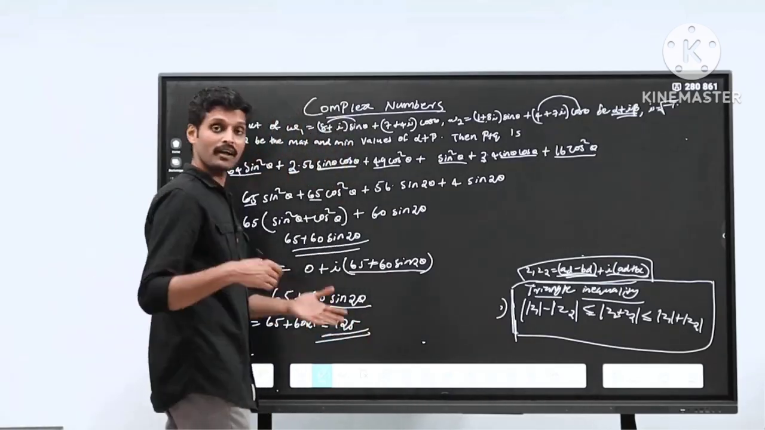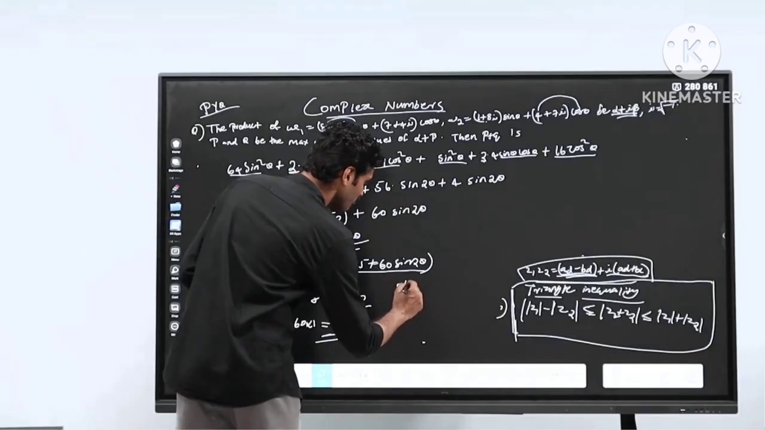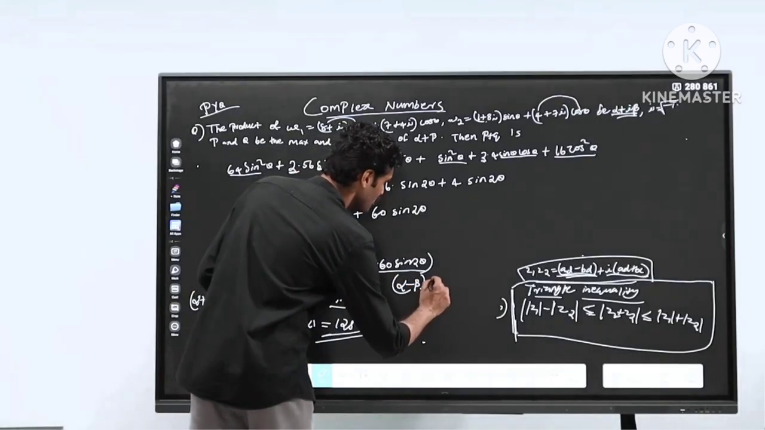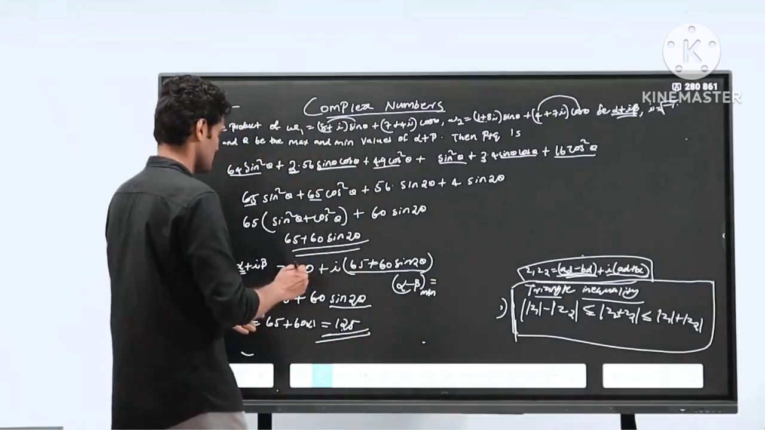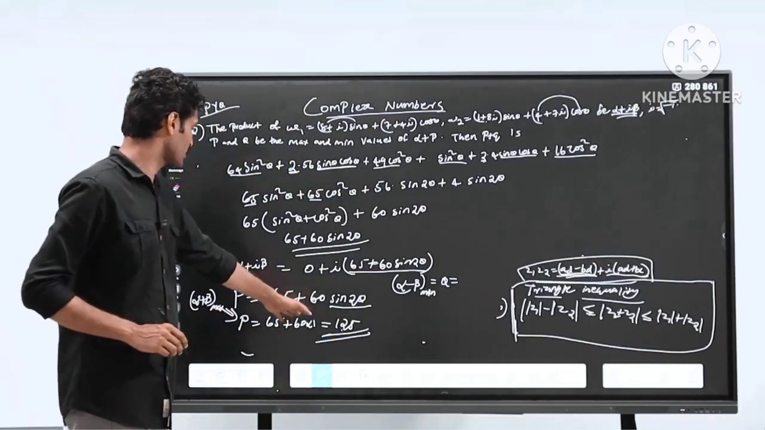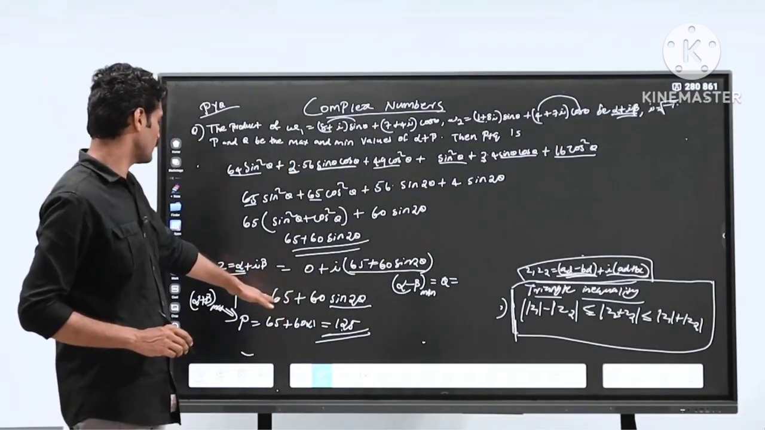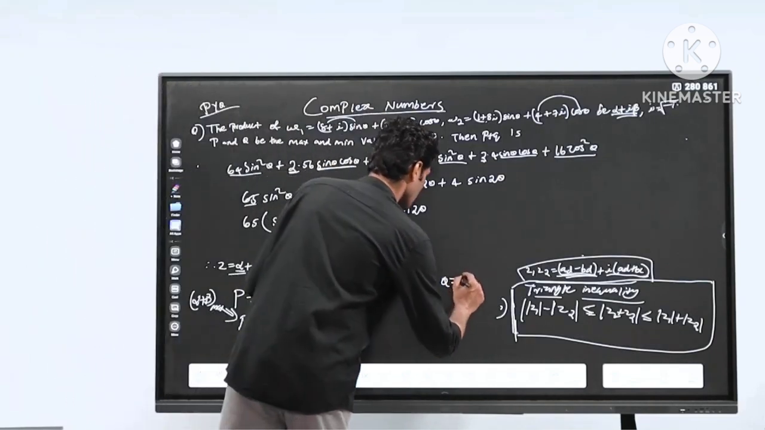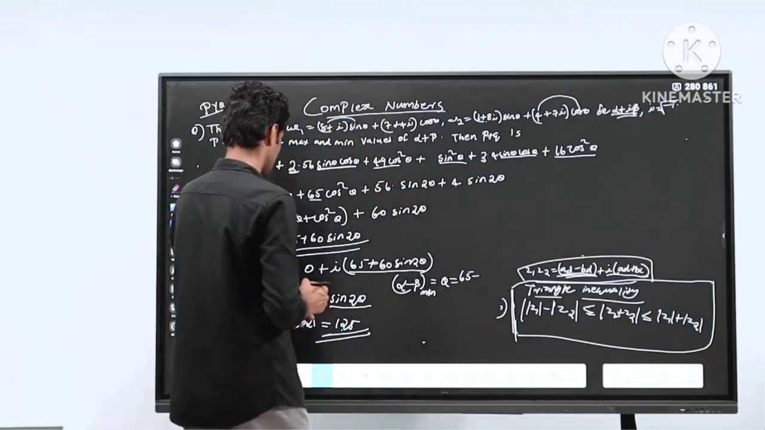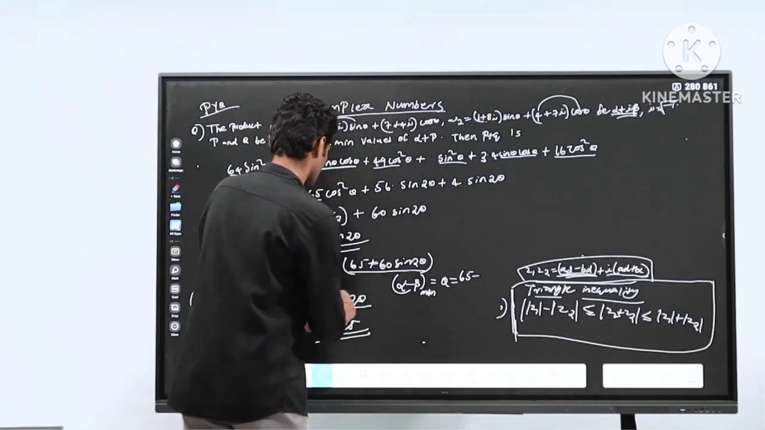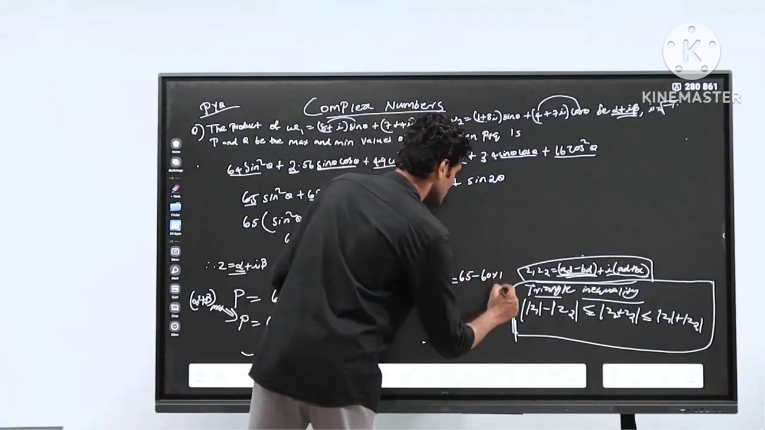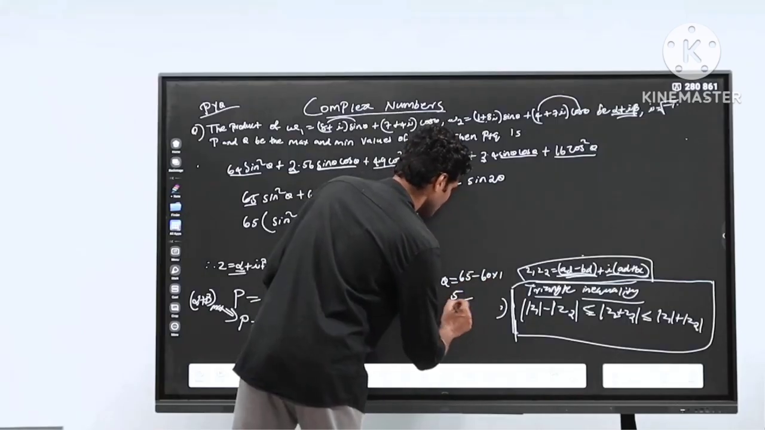Then we need to find the minimum value, which we denote as Q. How can we find Q? Q is 65 minus 60 into sin 2 theta, that is 60 into 1, that is 5.